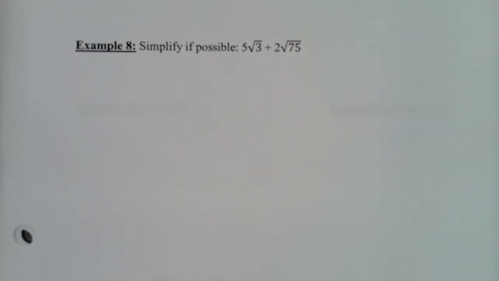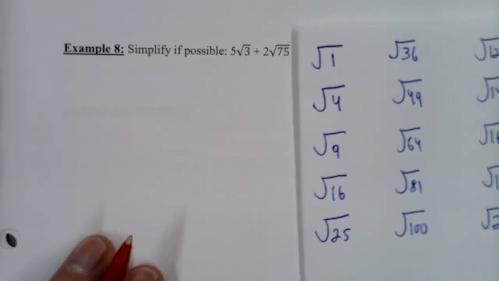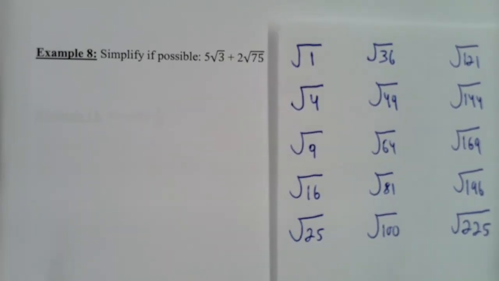Simplify, if possible, 5 times the square root of 3 plus 2 times the square root of 75. At first glance, you may think this one is not possible to simplify, but this is not amateur hour. We just did one example that was not possible to simplify, so I'm not going to give you 2 in a row like that in the notes. What you have to do is simplify the square root of 75, and that's probably going to give you a common radicand.